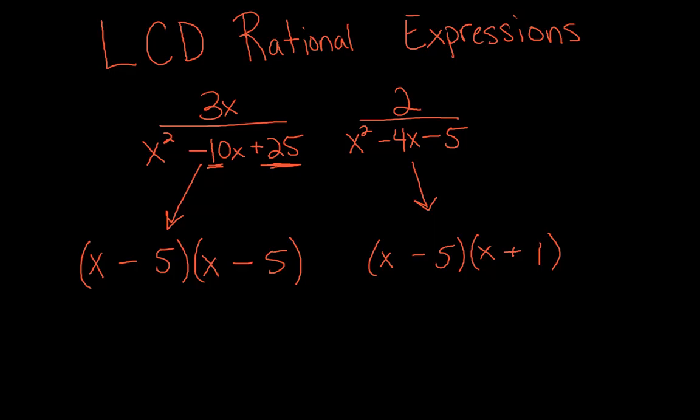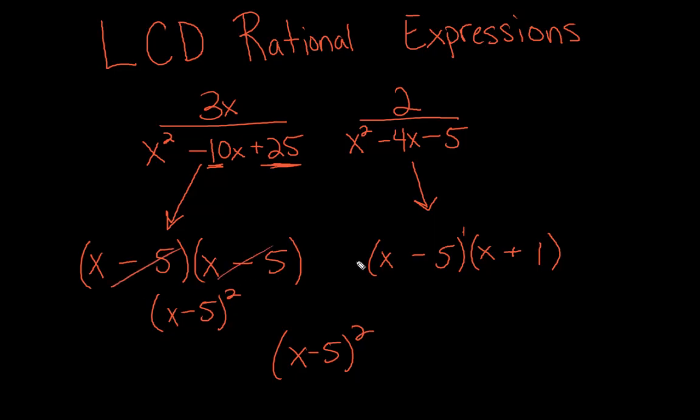To find the least common denominator, what we're going to do is multiply all the different, or the unique, factors together. You'll see we have x minus 5 a lot here. One rule you can use is to just use the one with the greatest exponent. So we could simplify this as x minus 5 squared. And you see this one is x minus 5 to the first power. So really, we're going to use the one with the greatest exponent. That's going to be x minus 5 squared.